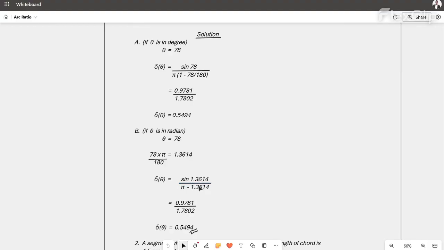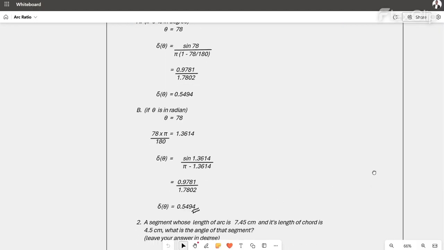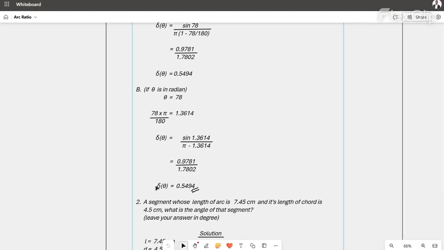Now if you do this calculation, the numerator, which is sine, will give you 0.9781, while the denominator will give you 1.7802. If you divide the ratio, if you do the fraction, then delta theta will give you 0.5494 as well, as we got from this function when theta is in degree.